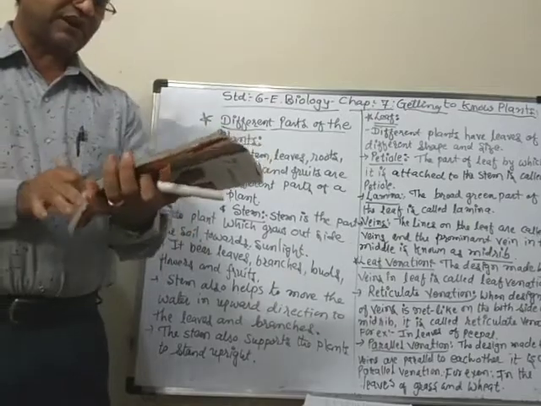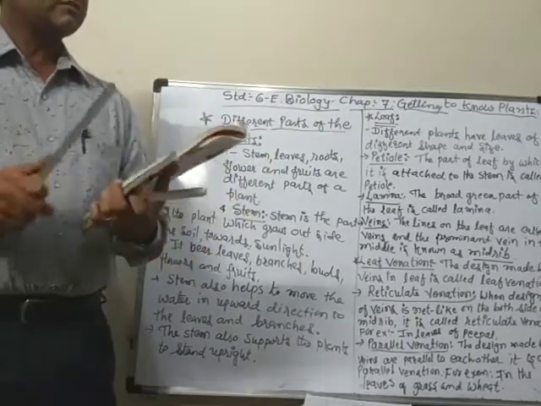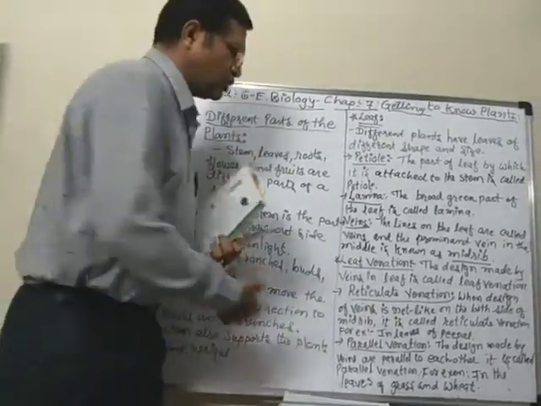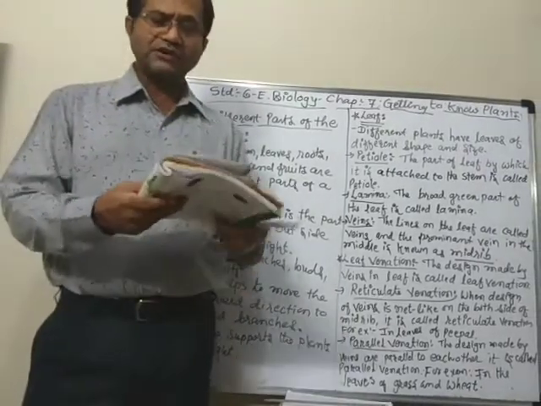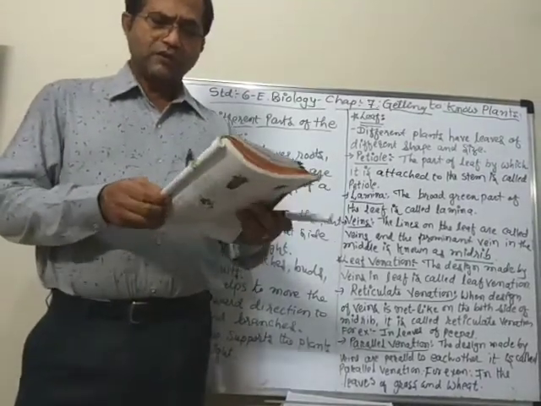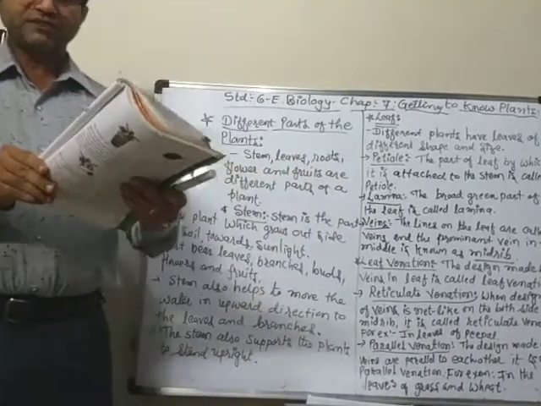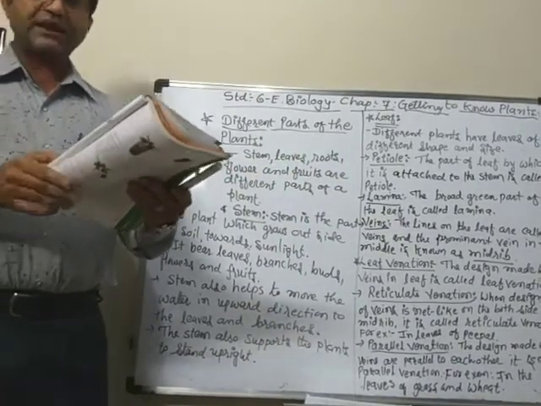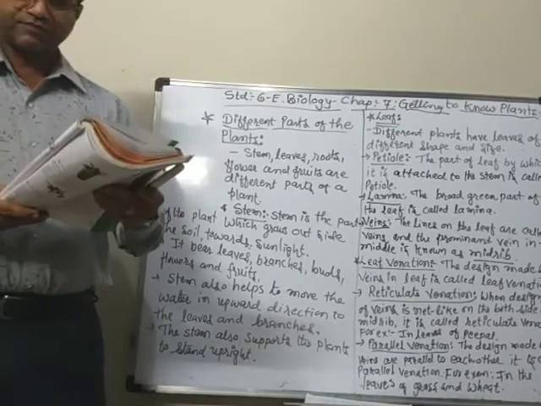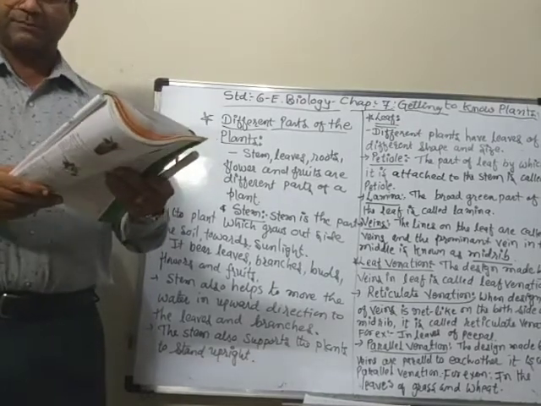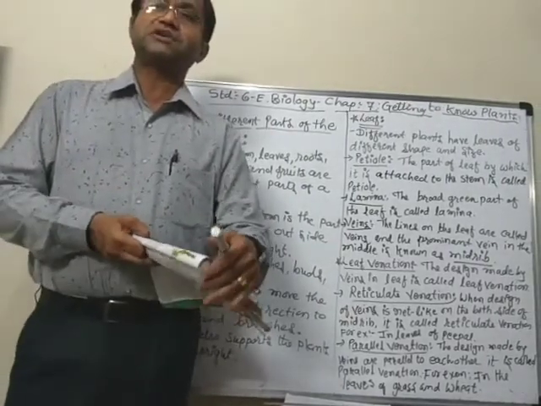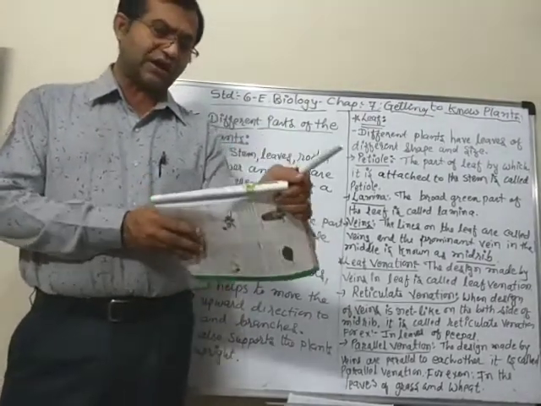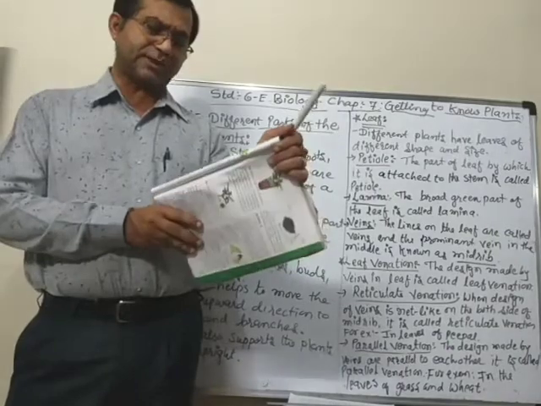For that, we can perform an activity also. For that, what can we do? We can take some water. We would require a glass, water, and red or blue ink, and a soft stem, not very hard, because a hard one will take long to take up that water. So we have to take a soft stem.